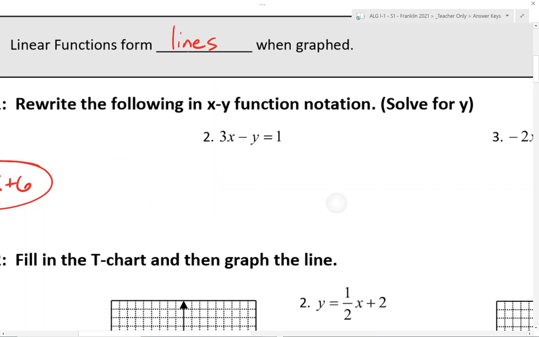Okay, number 2, we have to get rid of the 3x. So we'll subtract it. You've got negative y equals negative 3x plus 1. Finally, we're going to divide by negative 1 to get y by itself. And so y equals 3x minus 1.